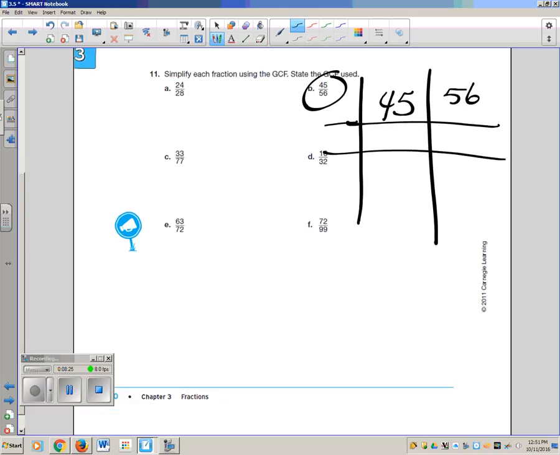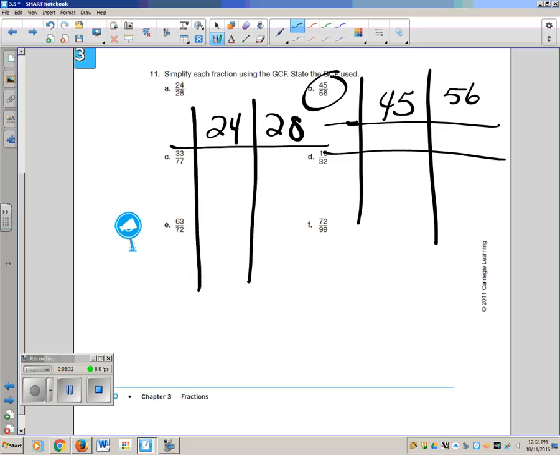All right, look at A. Let's try it again. 24 and 28. Put it in a chart. It looks like this. The terrible A. I can divide, I'm going to use 2. So I put 2 out to the side. 24 divided by 2 is 12. 28 divided by 2 is 14.